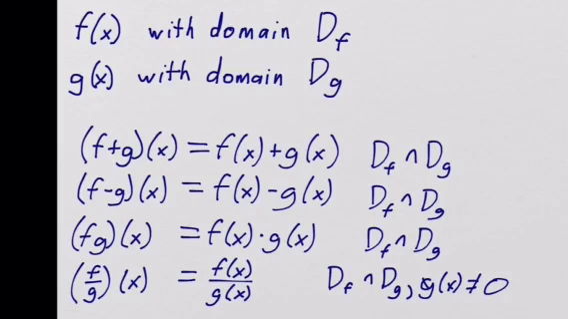So for the domain of the ones that are added together, the only things we have to remove from the domain are the things that aren't in the domain of one of the two functions. But for division, we have to remove it if it's not in the domain of one of the functions. We also have to remove it from the domain if it's going to make the denominator 0.